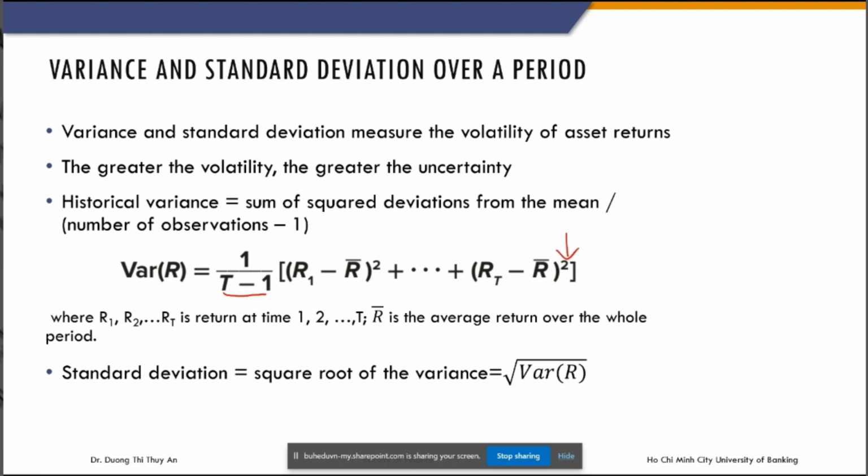This is the variance, and remember this one still has a square. So now we take the square root of the variance, and we have the standard deviation. This one stands for sigma squared, and this one is sigma.